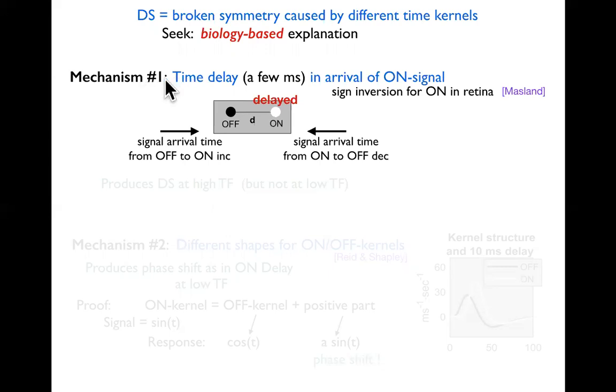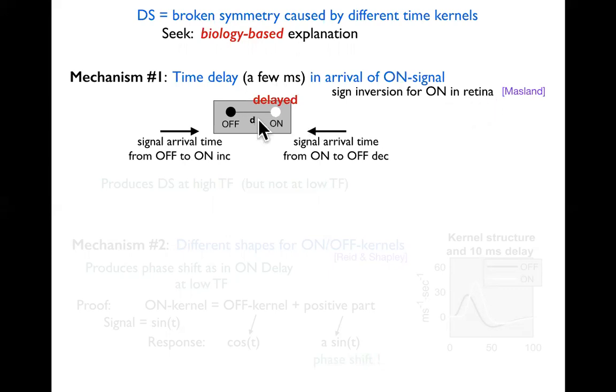So the proposed first mechanism is that there's a time delay of a few milliseconds, 5, 10 type of numbers, in the arrival of the on signal. And this is something that actually happens in the retina. In the retina, the off one, sorry, is more direct. And there has to be a sign inversion for the on signal in the retina. This has been known for a long time, causing the on signal to arrive a little bit later.